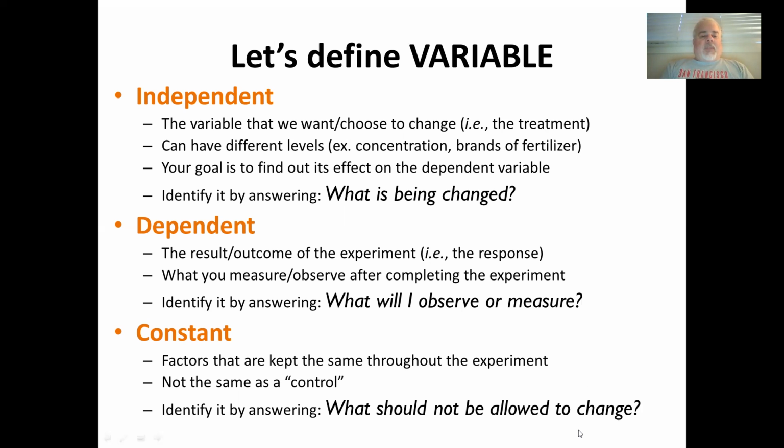And then there's the constant variables, factors that are kept the same throughout the experiment. It's not the same as a control. So for example, in my fertilizer experiment, I'm going to apply exactly the same amount of water. I'm going to give every plant exactly the same soil type. I'm going to give every plant exactly the same solar radiation. Everything to the best of my ability. I'm going to keep everything else as constant as possible. Those are my constant variables, the things I'm trying not to change.